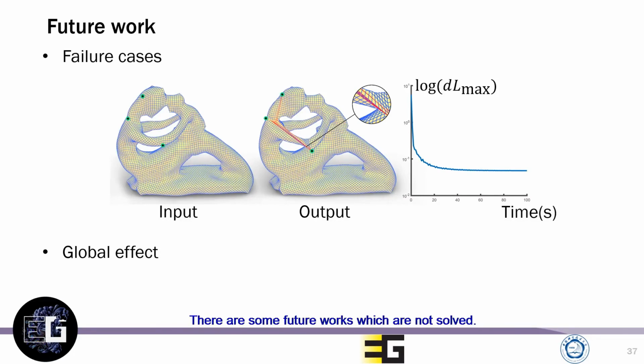There are some future works which are not solved. First, large deformation or hard positional constraints of handles may cause the algorithm to fail, and the mesh may collapse as we cannot guarantee isometric deformation. Second, when moving a point handle, it appears that the shape is globally affected, even if the vertices are far away from the handle. How to control this is an interesting future work.